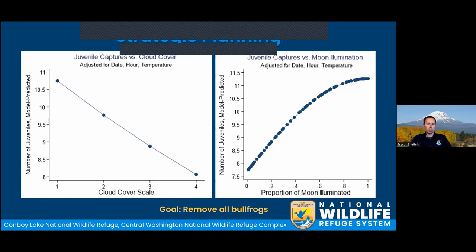So just cloud cover. And you can see a linear decrease in the number of juveniles we capture as we get more cloud cover. And then another way to look at it, on the right there, is the proportion of moon illuminated. So looking at the moon phase, you can see the brighter the moon is, the more juveniles we get, up to a point, and then it kind of flattens out. We use these types of metrics to look at, if it's a new moon and a really, really cloudy night, we're not likely to get a lot of juvenile frogs. So let's focus the crew on sites that are more focused on adults rather than juveniles. And so these are the types of data-driven decisions we're trying to make based on what we've learned so far.